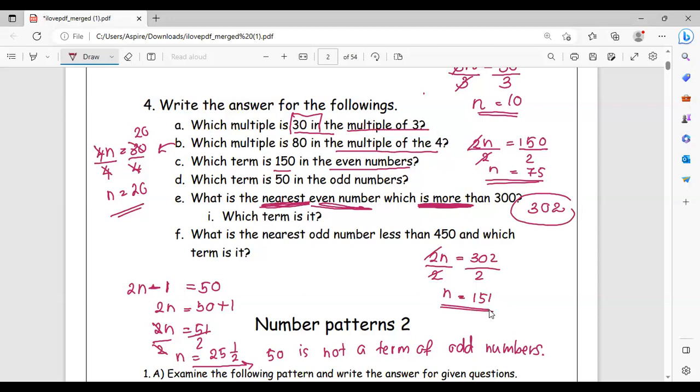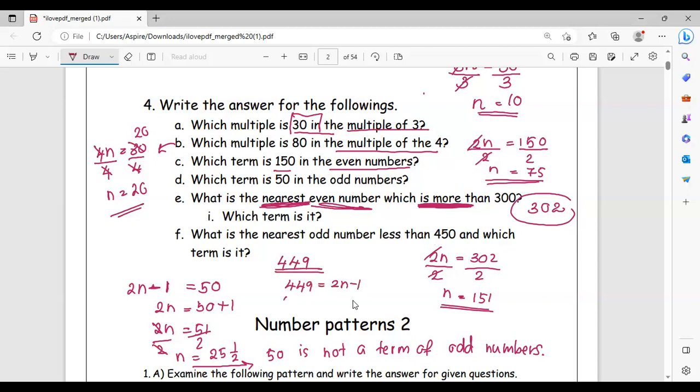What is the nearest odd number less than 450? Less than 450. What is it? 449. Then to find which term this is, equate 449 to 2n minus 1.